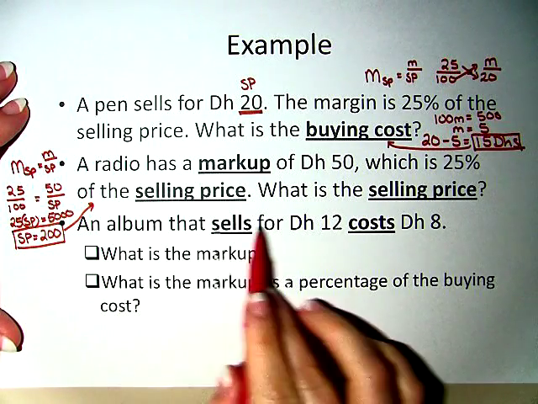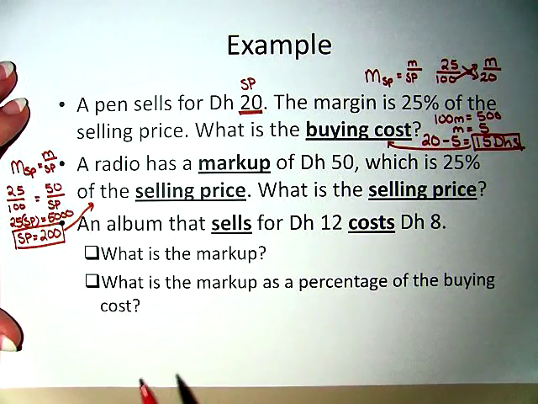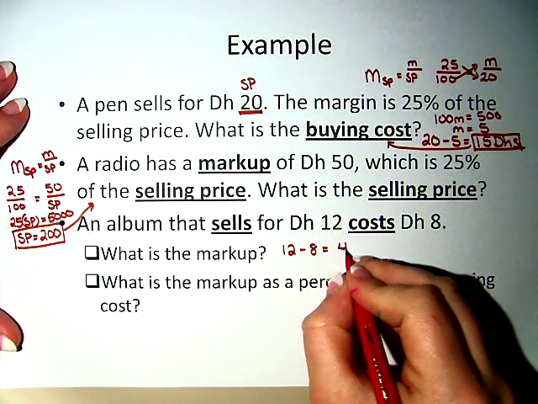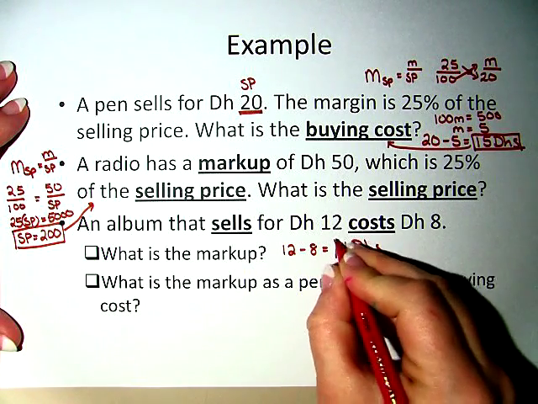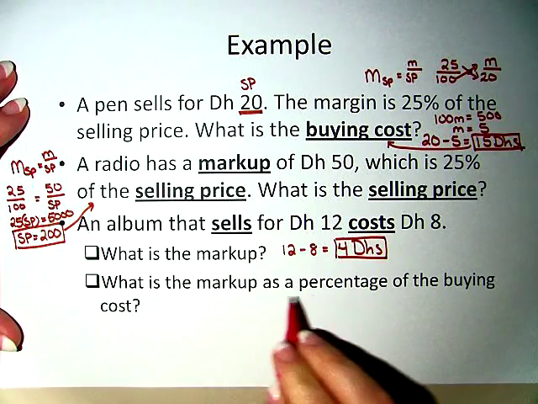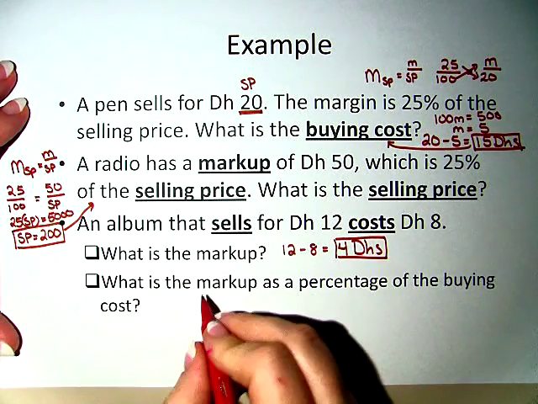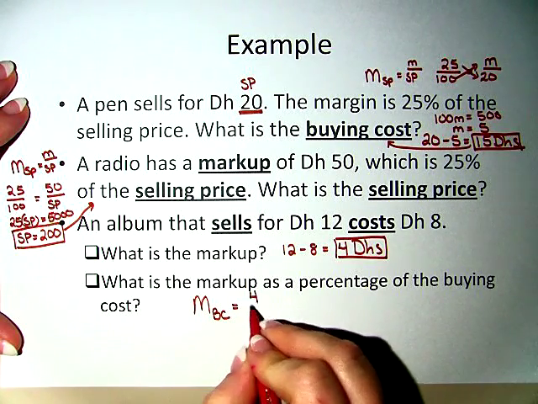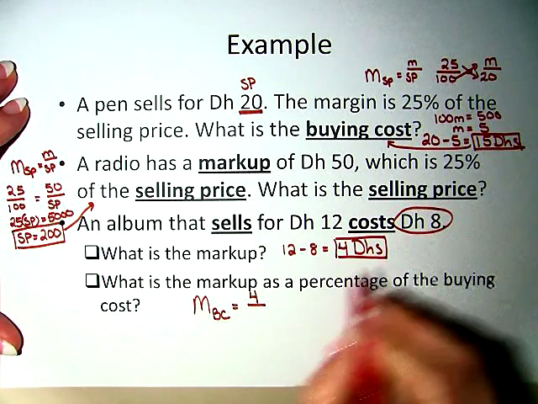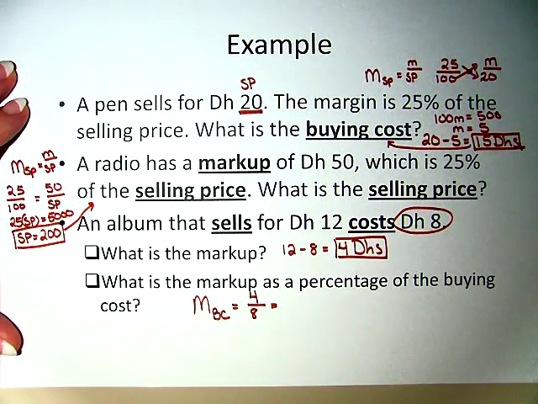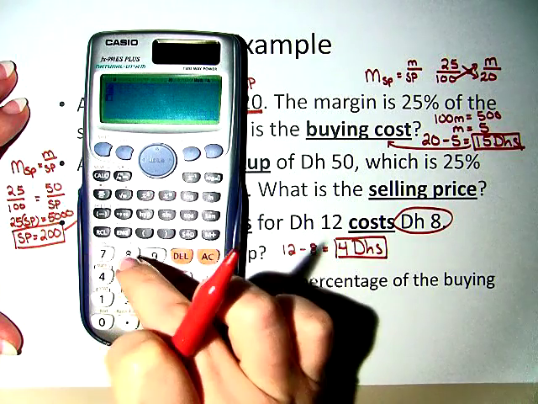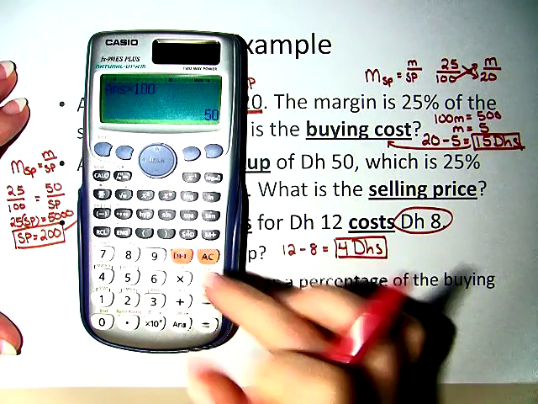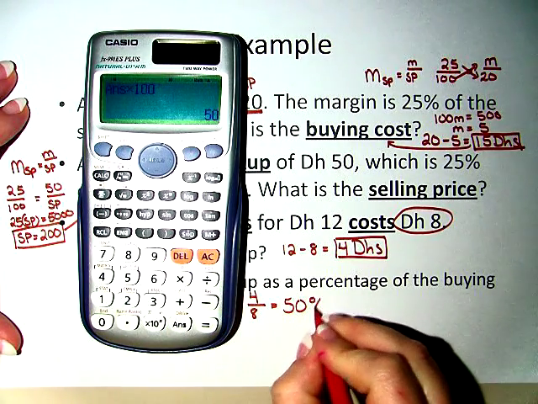An album that sells for 12 dirhams costs 8 dirhams. What is the markup? 12 minus 8 is 4 dirhams. What is the markup as a percentage of the buying cost? So markup as a percentage of buying cost is 4 over the buying cost, 8. So we get our calculator out. 4 divided by 8. We have to multiply by 100 to make it a percentage, and we get that that is 50 percent.